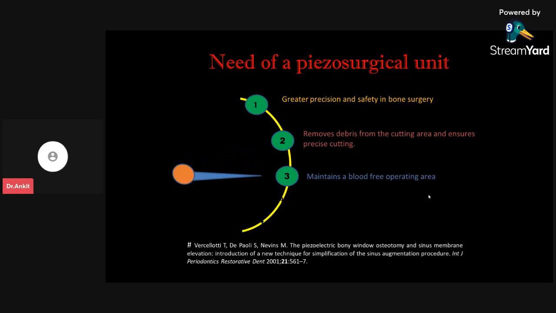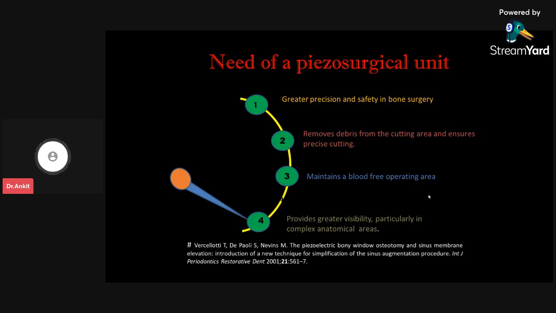And the third, it maintains a blood-free operating area, which we will see, how the usage of piezotome maintains a blood-free operating area. Obviously, it holds a very different scenario, because whenever you operate in a surgery, blood is paramount. It is as necessary as breathing in normal life. But in contrast, when you use a piezosurgical unit, you have a very nice blood-free operating area, right?